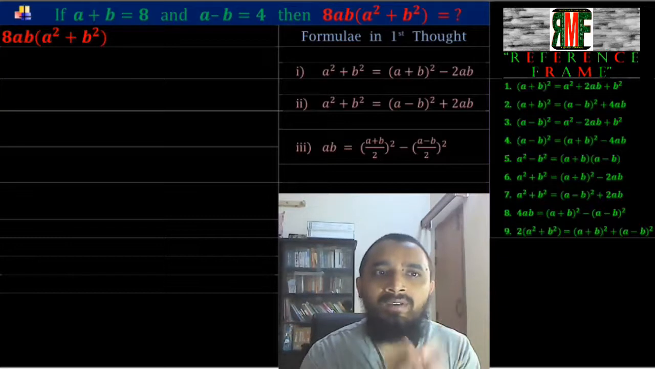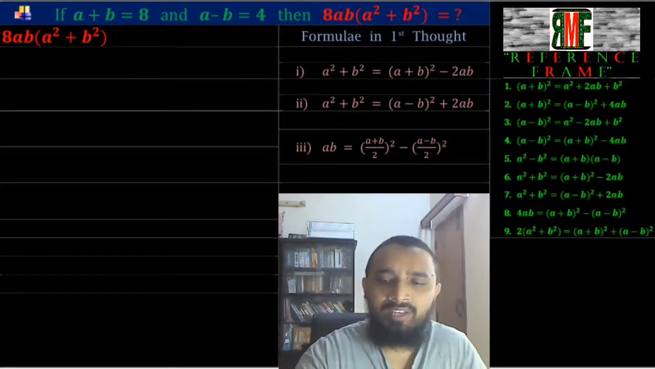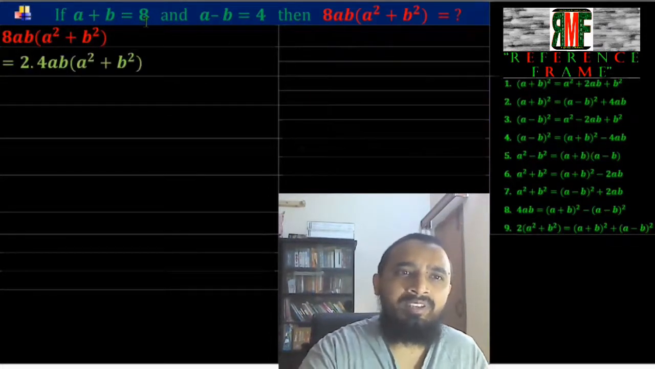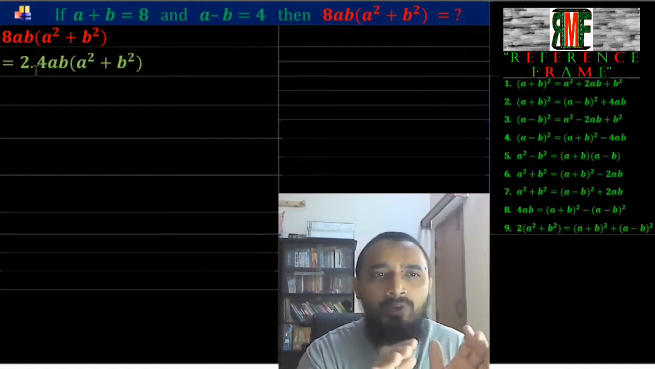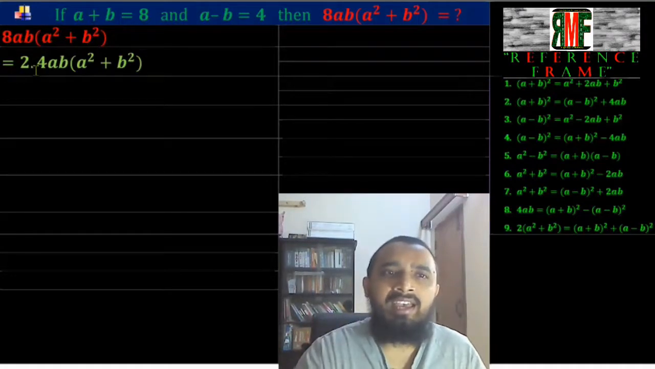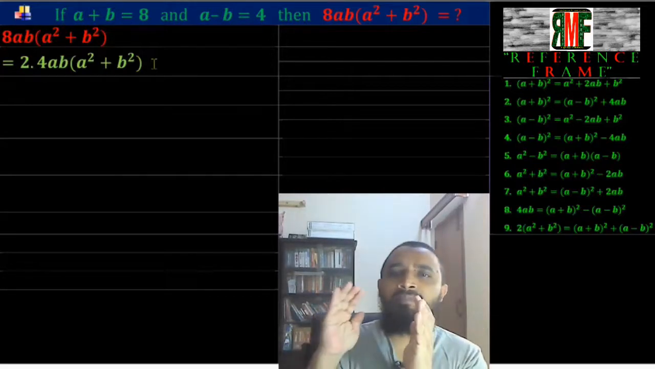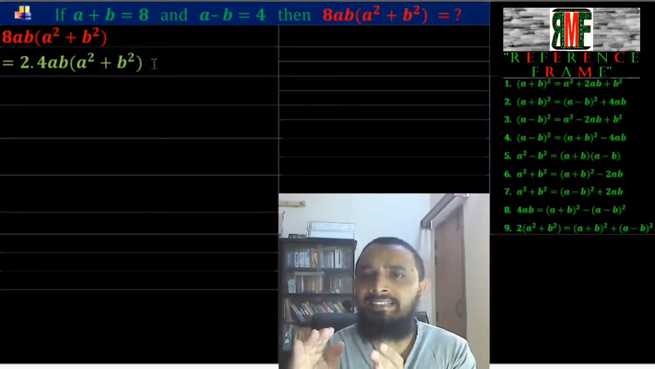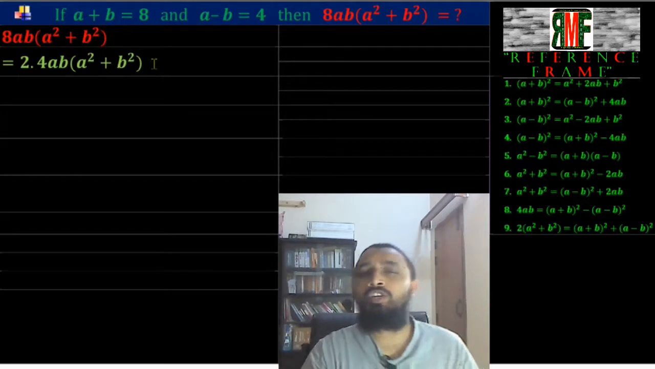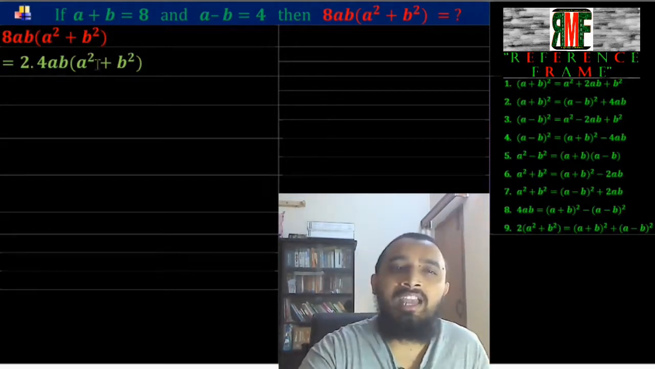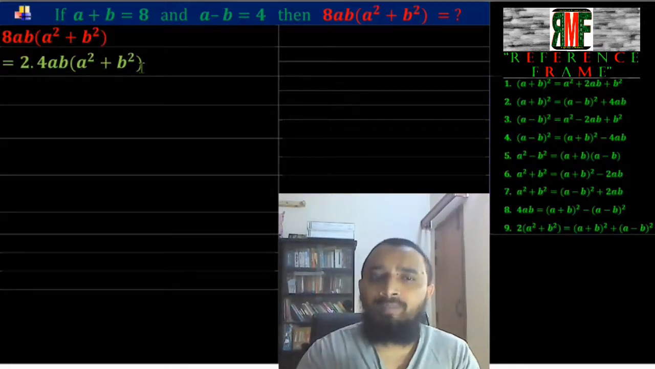How? We can write 8ab as 2 into 4ab, and a square plus b square as it is. Now we just reorder them, because if we multiply 2 into 3, that results in 6, and if we do the converse, 3 into 2, that gives the same result, 6. So 2 into 4ab into a square plus b square, we just need to shuffle them. We're going to write 4ab into 2 into a square plus b square.